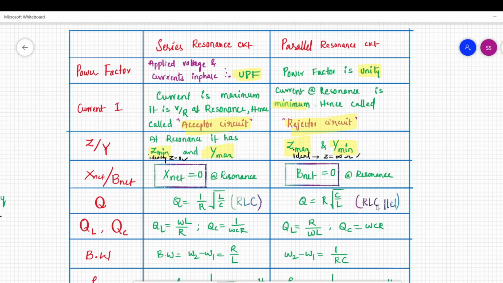And the values of this quality factor will be different for different elements. For inductor it is omega L by R in case of series circuit, and for capacitor it is omega CR. For parallel circuit it is R by omega L for inductor, and omega CR for capacitor. So the parallel quality factor will be reciprocal or inverse of series quality factor. You can see this, right?